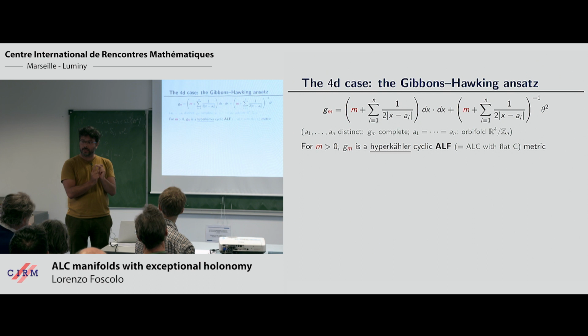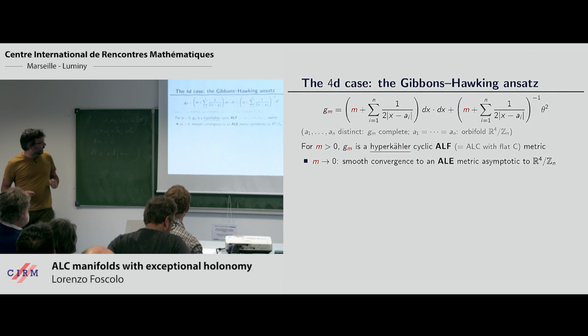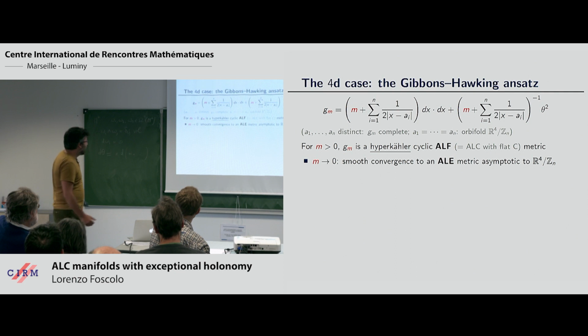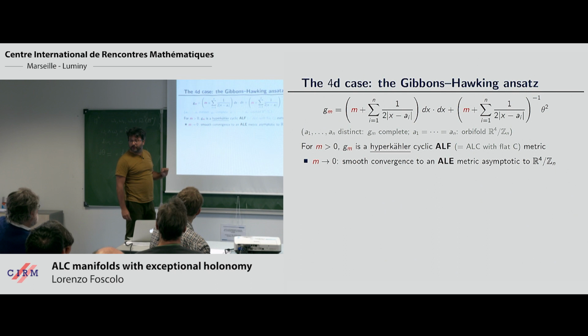But it's a bit of a detour. So the detour is to start thinking about what happens to this family of ALF metrics as the circle at infinity is growing in size. In this parametrization, this means looking at limits as m goes to 0. And here we can just take the limit m equals 0. We get a perfectly nice positive harmonic function, so a perfectly nice hyperkähler metric on the same manifolds.